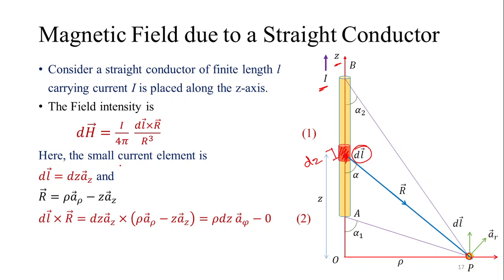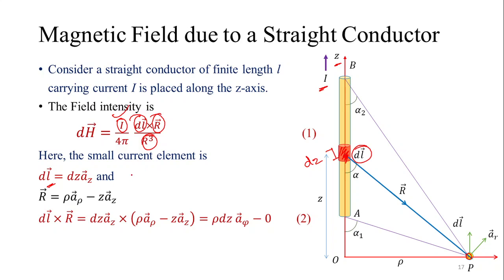So as per the Biot-Savart law, the field intensity dH vector is I dl cross r divided by 4 pi r cube. Here, the small current element dl, we need this dl, we need this r vector and r cube. I is the current through the conductor. Let's take this one as constant. So we need dl and r to find dH.